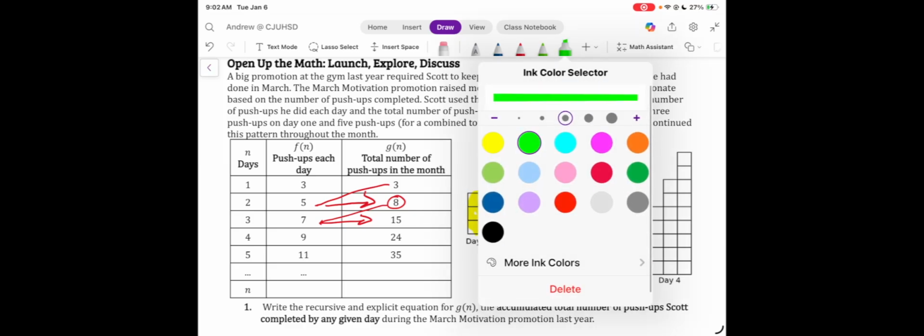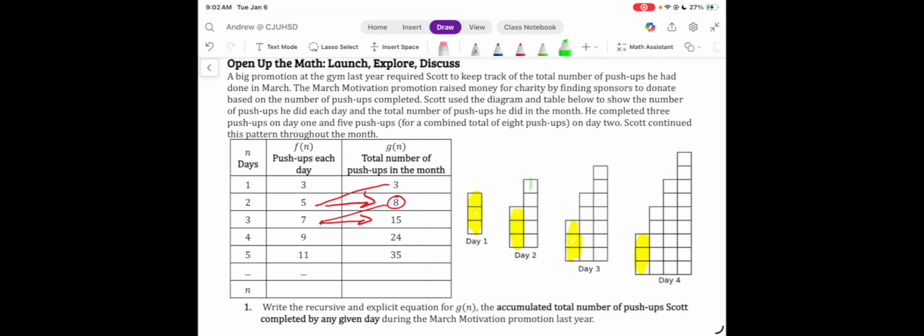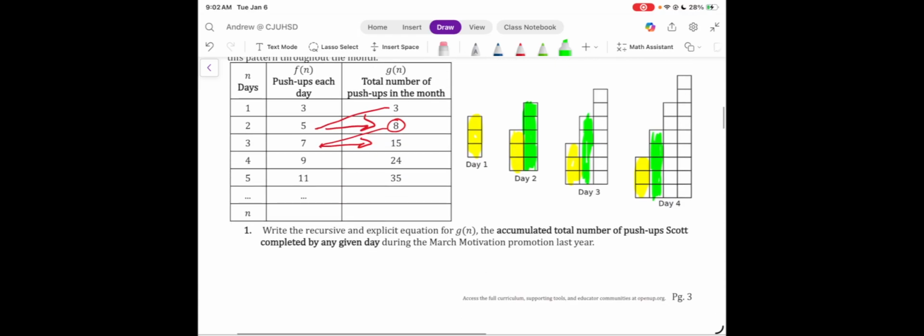And you can see day 2's contribution. That would be right here. That's the new push-ups. But there it is again in day 3, and there it is again in day 4. And so on and so on. Okay, so each day contains the previous days inside of it. So write the recursive equation for that.